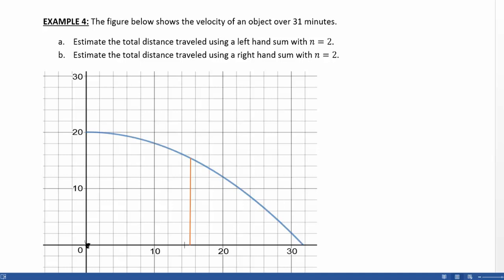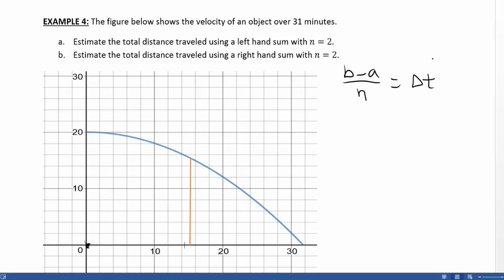So that means we want to use 2 rectangles to estimate the area under this curve. Now remember, the more rectangles you can use, the better your approximation is going to be. N equals 2 is not going to be a very good approximation, but we'll do it nonetheless. So remember, if we want to find out n or delta t, and we have the other one, we can use that b minus a divided by n equals delta t.